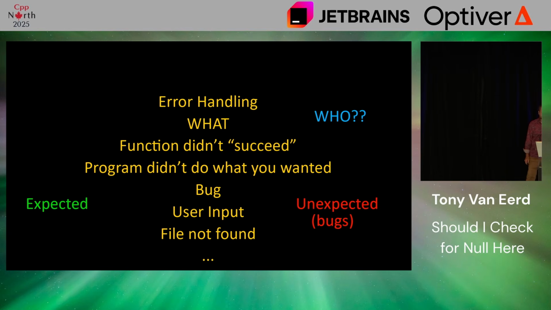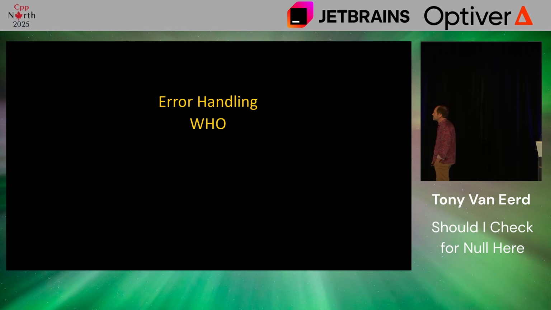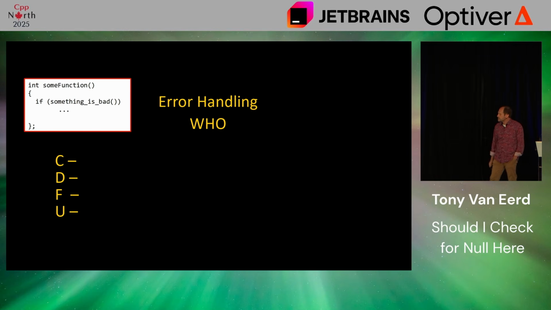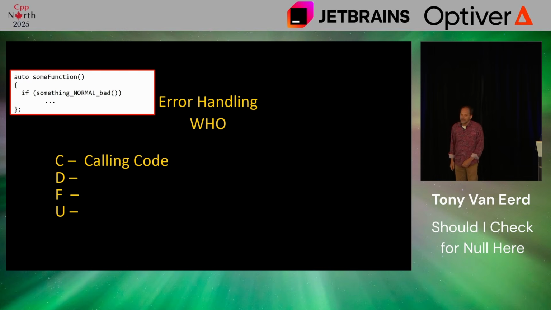So, who? Here's some function, something bad. We checked, we found some kind of error, we think something bad has happened. Who are we going to report this to? I'll give you 4 choices, 4 guesses. Got to tell somebody there's an error. The caller. Man, you guys are so good.